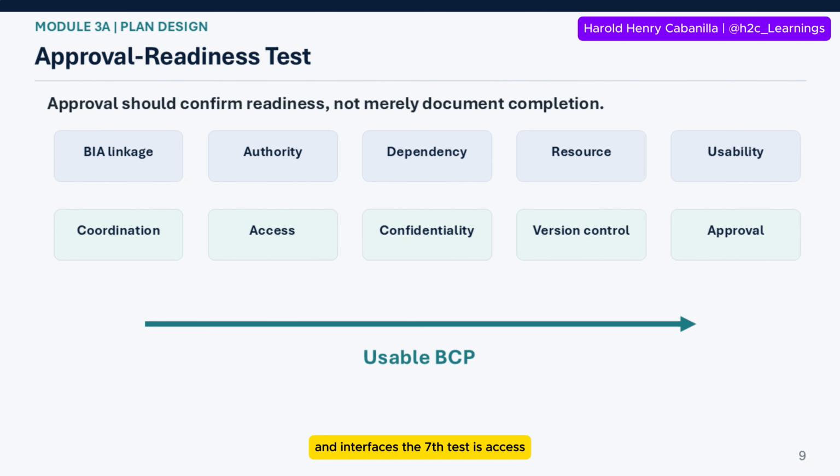The seventh test is access. The plan must be available when normal access routes may be disrupted. The eighth test is confidentiality. Sensitive information must be protected. The ninth test is version control. Users must know which version is current and controlled. The 10th test is formal approval. The plan must be approved by the correct authority. This readiness view is important for executives and auditors. It changes the approval question from "Is the document complete?" to "Is the recovery arrangement ready to be relied upon?"